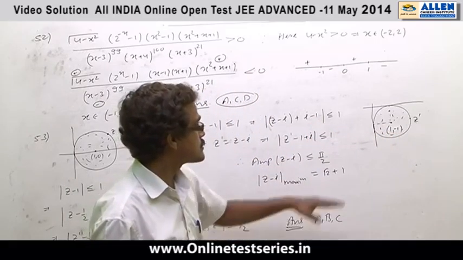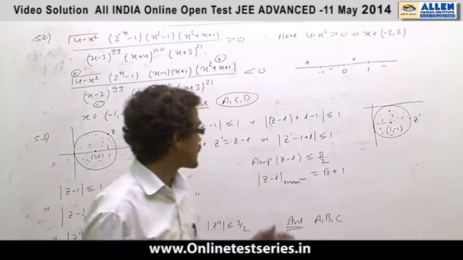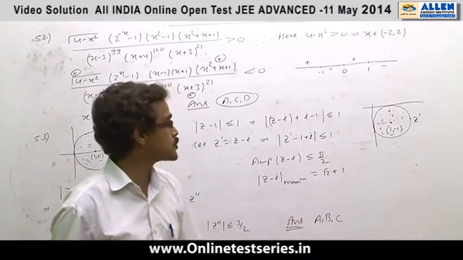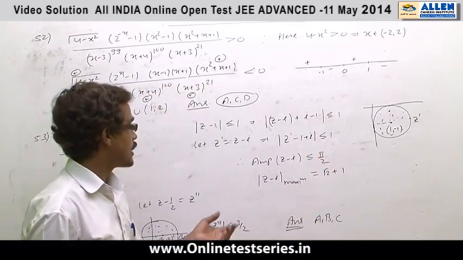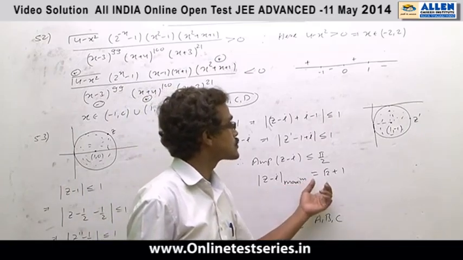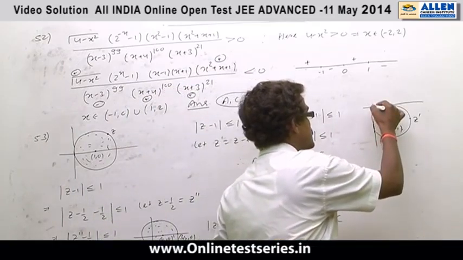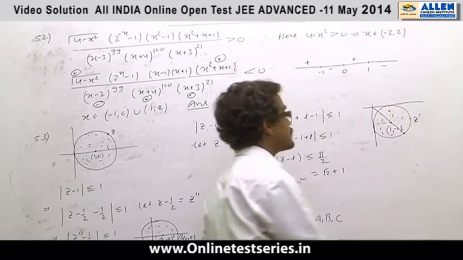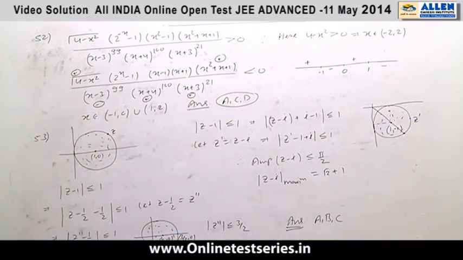So by this diagram we can conclude that the amplitude of z minus iota will always be less than or equal to pi by 2. As well as the maximum value of mod of z minus iota is equal to root 2 plus 1, which is the distance of this z dash from the origin. This is obviously the distance of 1 comma minus 1 plus the radius of the circle, so root 2 plus 1.